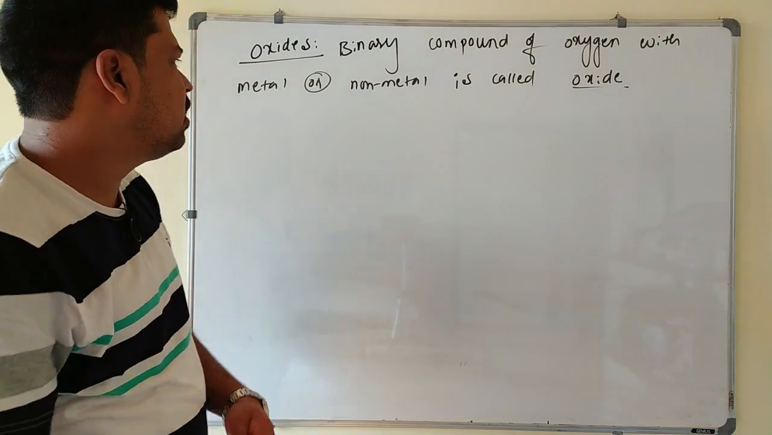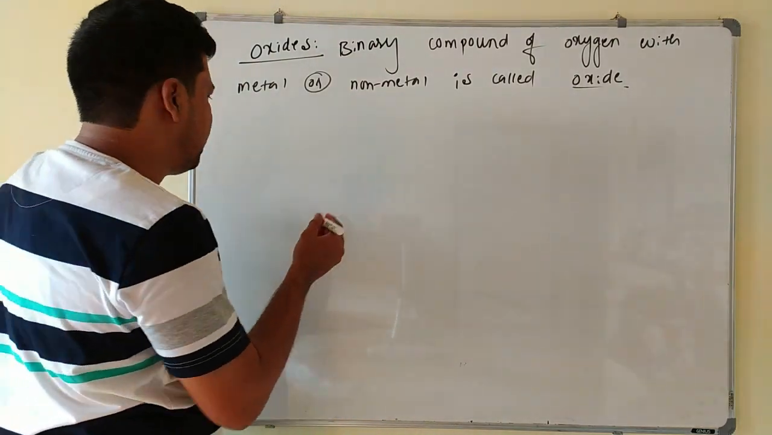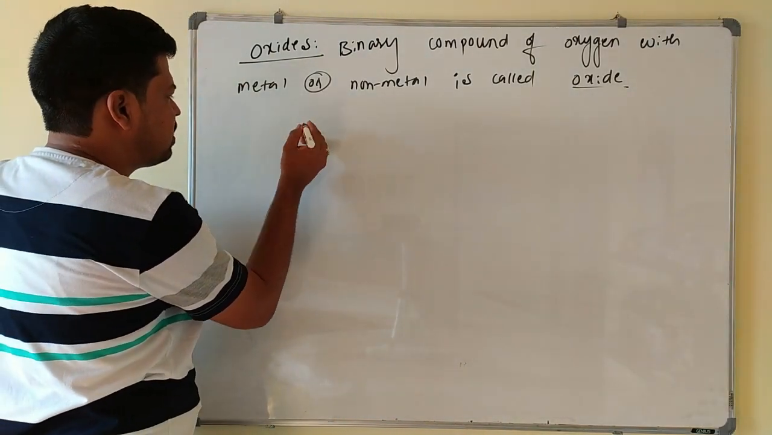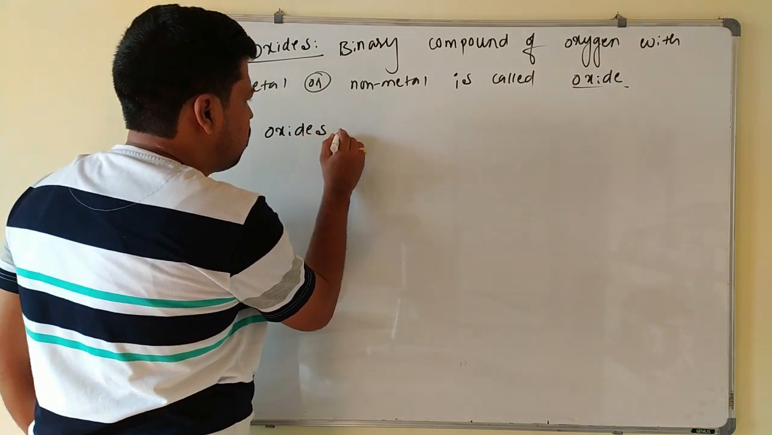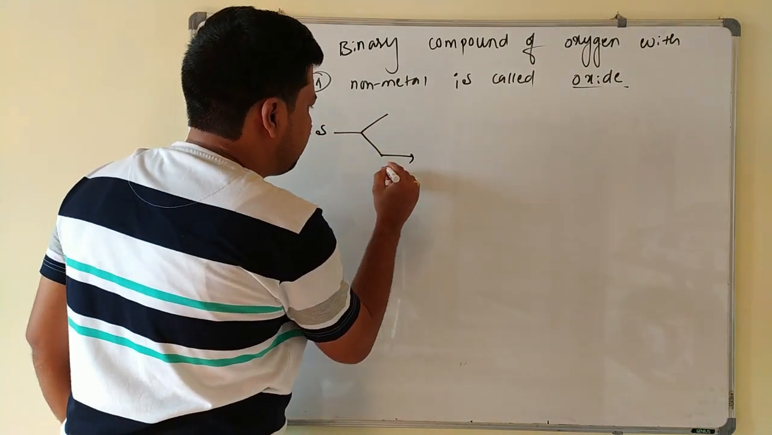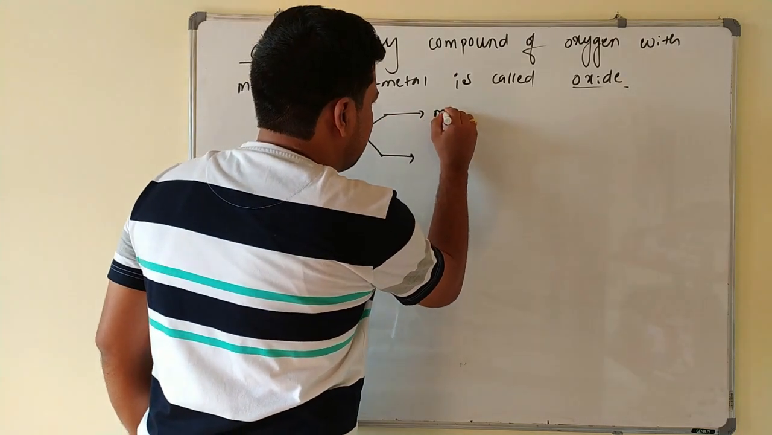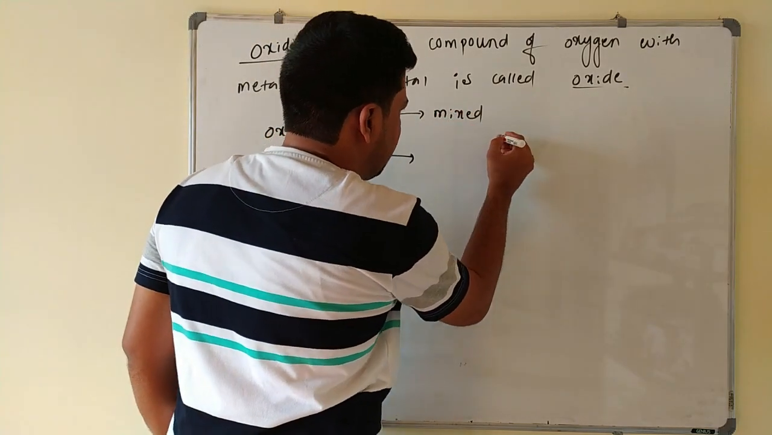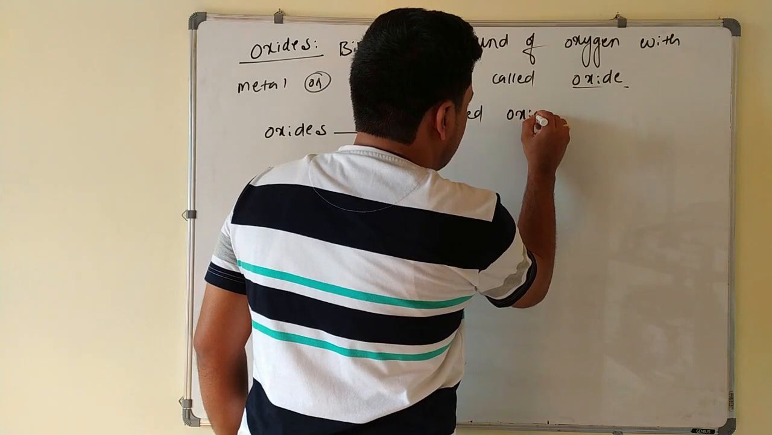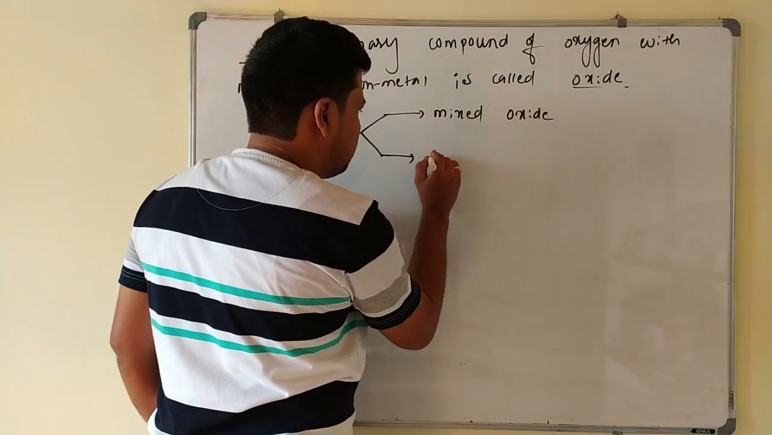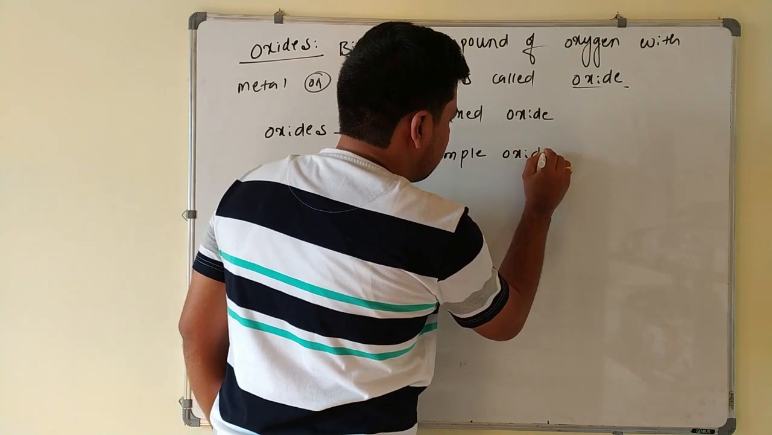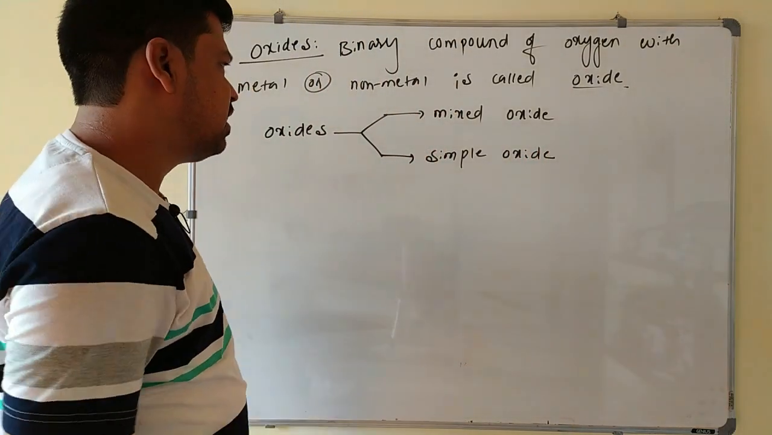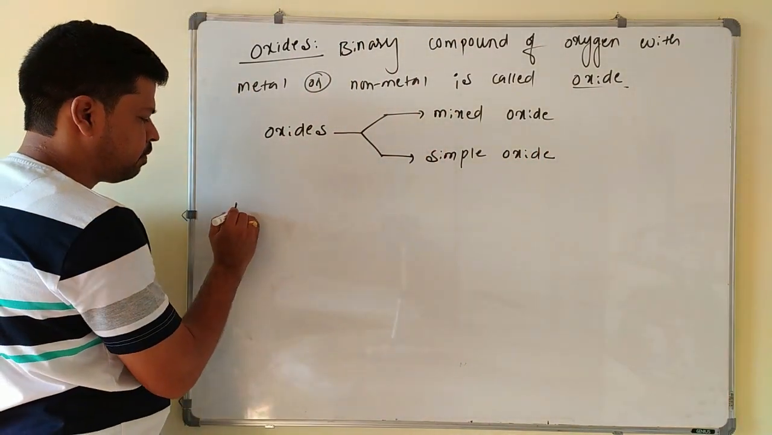Okay, now these oxides are classified into two types. There are two types of oxides. First one I will call mixed oxide, and the second one is simple oxides. Okay, first I will discuss mixed oxide.